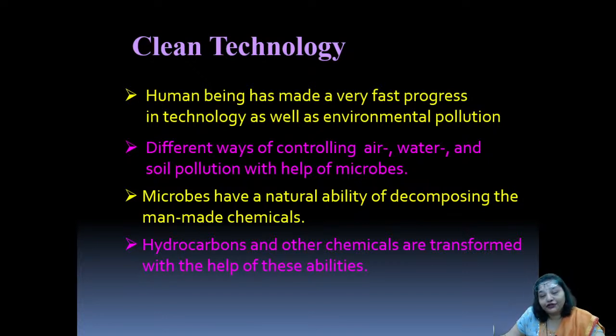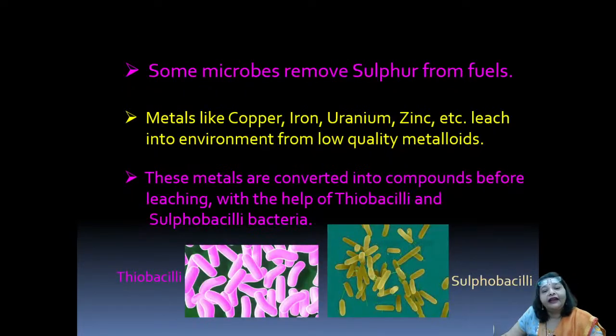Microbes generally have a natural ability of decomposing the man-made materials. Man-made materials, man-made chemicals are all actually harmful to our environment. You all know that, we are all facing it. So we are dependent on these microbes that have a very natural ability to decompose these pollutants. We call them man-made chemicals and pollutants. Right. So not only that, hydrocarbons and other chemicals are transformed with the help of these microbes and their best natural abilities. Let us see how.